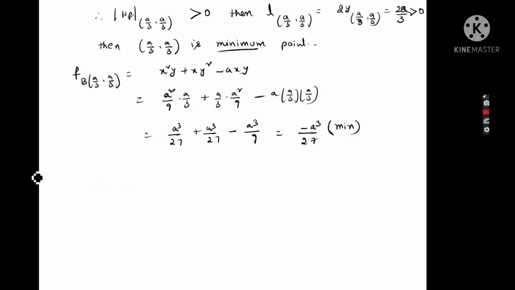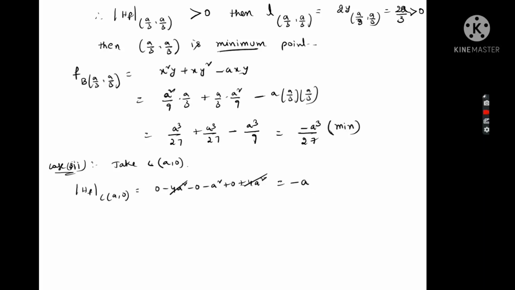Now the problem is not completed, only the second point is completed. Now we have to check the next point. Case 3: take the C point. What is C? (a, 0). Now find HF at C (a, 0). If you substitute, every value is getting 0, 0 minus 4a square minus 0 minus a square plus 0 plus 4a square we get. Minus 4a square plus 4a square cancel, and we get minus a square.